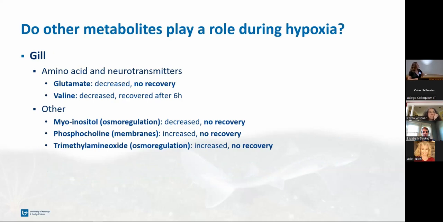Gill was affected a lot in carbohydrate metabolism, and also here we see decreases in glutamate and no recovery at all. One of the amino acids decreased but recovered, and then some others did not recover. Myo-inositol, involved in osmoregulation amongst others, decreased, no recovery. Phosphocholine, which plays a role in membranes, again, no recovery. Trimethylamine oxide, again used for osmoregulation, no recovery.